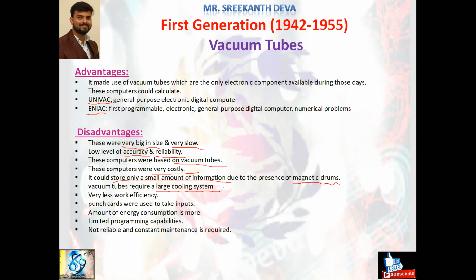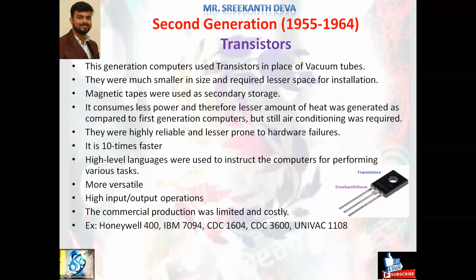Maintenance is going to be required. The efficiency is very low. They used punched cards and punched tapes. Paper tapes are going to be used. More energy consumption is required there. Limited programming capabilities. Not that reliable. Constant maintenance is going to be required for what? First generation computers. Okay, we can also call them vacuum tube computers. So this is about first generation computers.